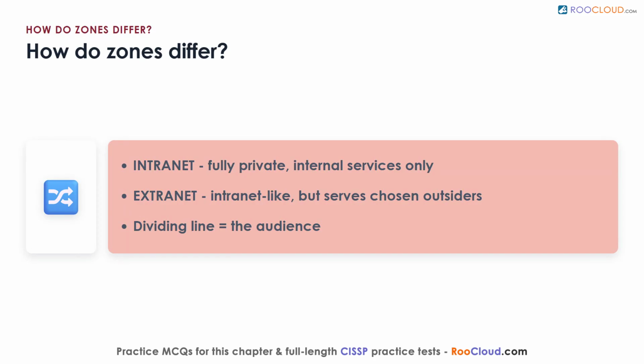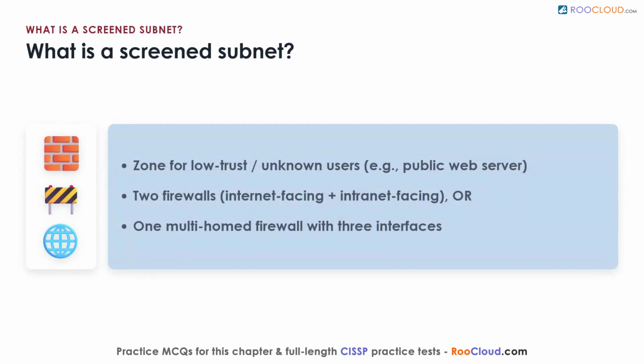What sits in the buffer between the public and the private? A screened subnet. It is a special purpose zone built for low trust and unknown users, like the public reaching a web server without letting them touch your internal network. You can build it with two firewalls, one facing the internet and one facing the intranet, so the subnet sits sandwiched and screened between them.